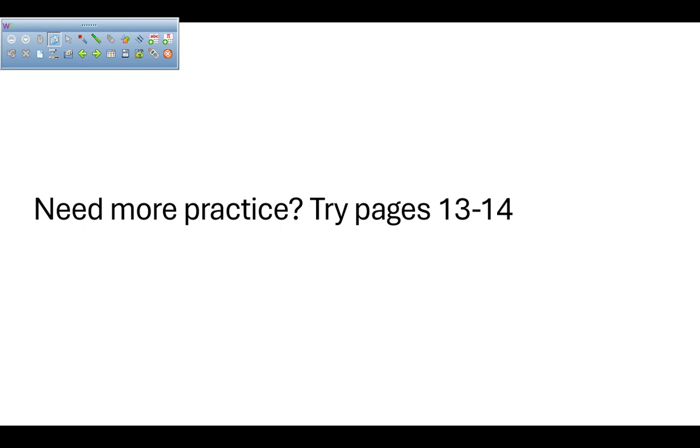Need more practice? There is more practice on page 13 and 14. I don't have a video for 13 and 14, but I do have the key on Canvas.